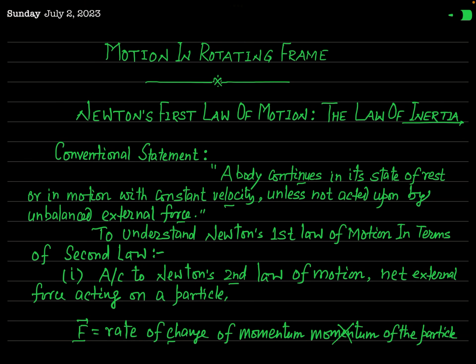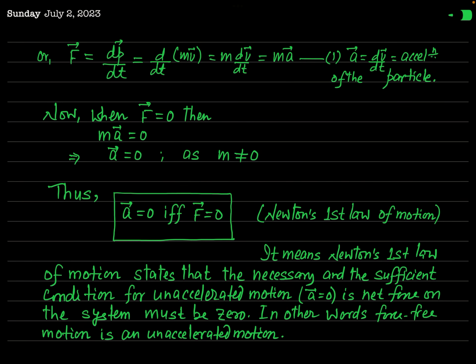That will be equal to the net external force acting on the particle. In a mathematical way, we can say that if a particle is in motion and at any time t, let us say the particle is moving with velocity v and its mass is m, then its momentum will be mv. So at any time t, the momentum of the particle or the system is mv. Then, according to Newton's second law of motion, what will be the net external force on it?